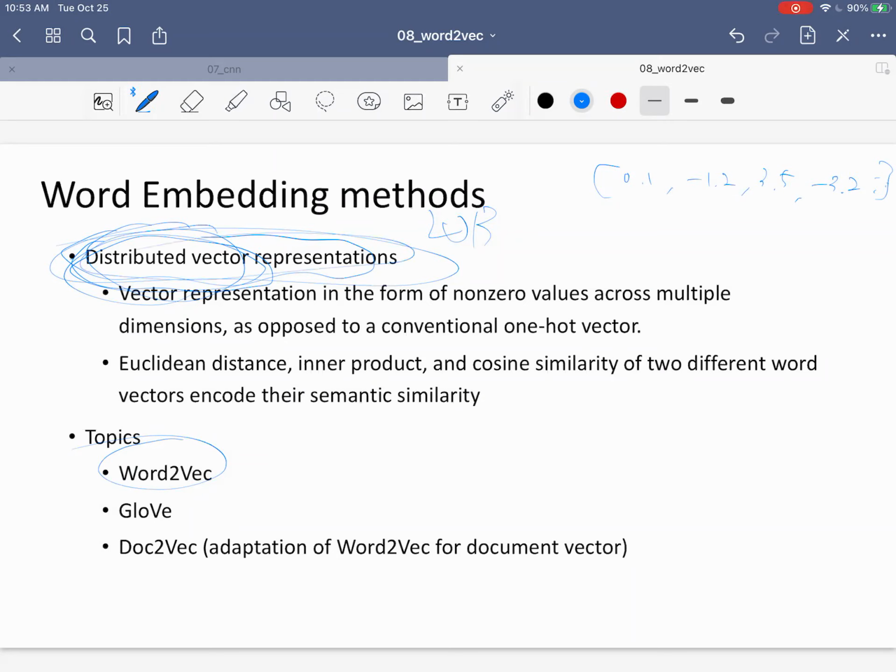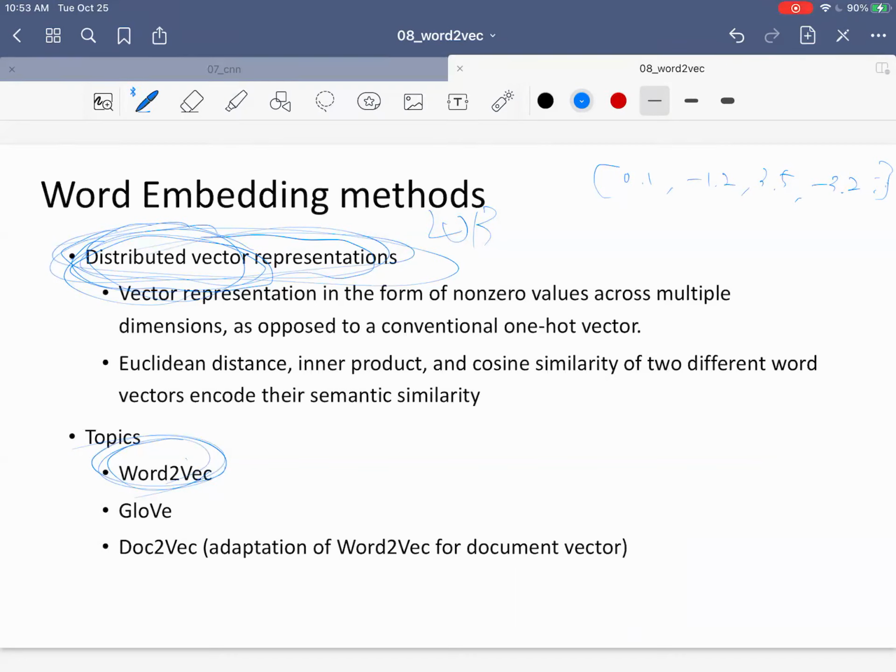So that's what we call a distributed vector representation. And even before word2vec, in the middle of 2000s or something like that, there were some other studies that proposed how to train or how to learn a distributed vector representation of words, but they were not a very big hit because word2vec has a very peculiar characteristic that really attracted the attention of NLP researchers. So we're going to talk about that.